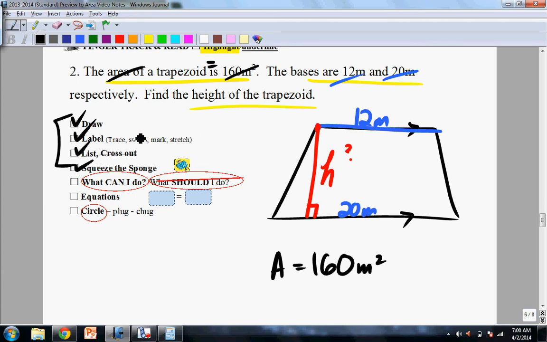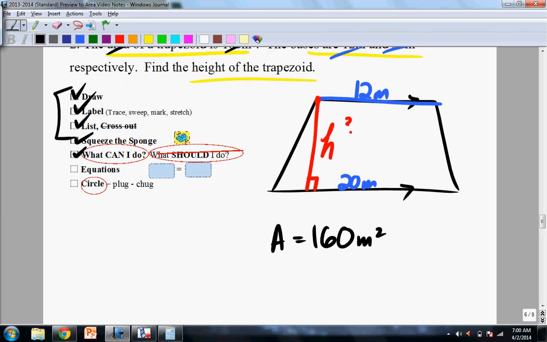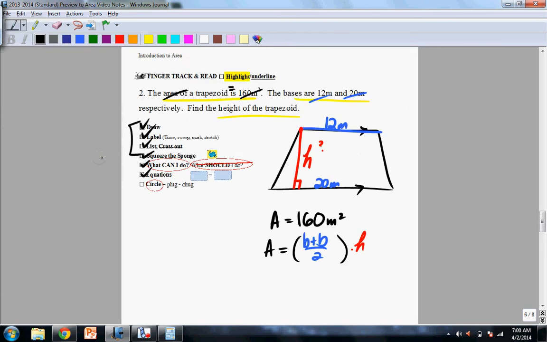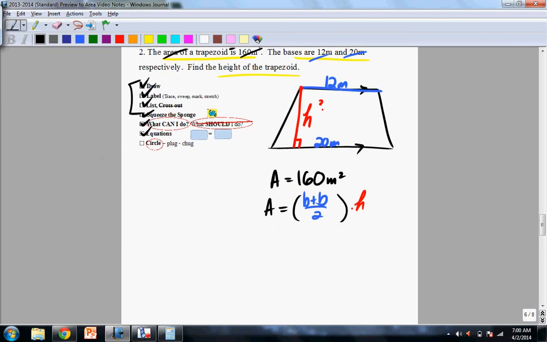Now we're going to squeeze the sponge and ask, well, what can we do here? We have a trapezoid. We can at least write the equation out, which is area equals average of the bases times height. You can at least do that. Remember equations, we have two sides with an equal sign. So now let's see if we can circle, plug, chug and solve for our unknown.